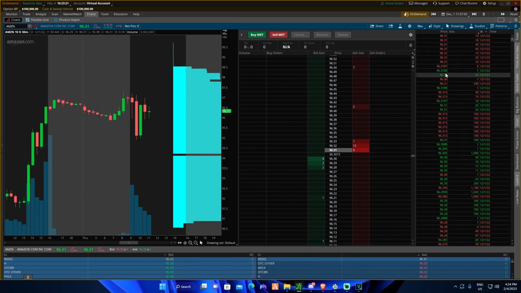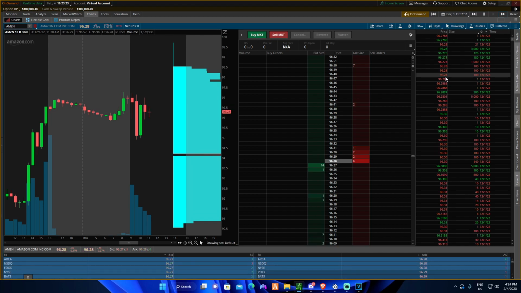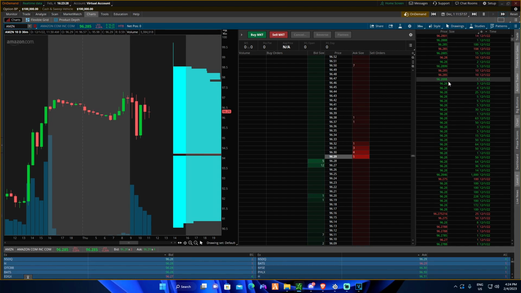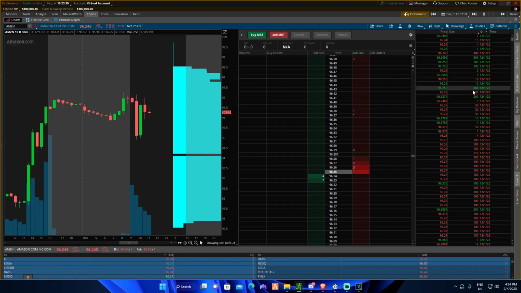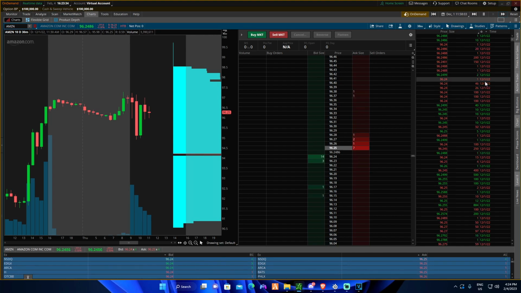Let's see. We don't want it to go below 23, but we want it to go above 32, right? Because at 32 you saw reds. So you don't want to go below 23, but you want it to go above 32. 32 cents and 23 cents, basically.